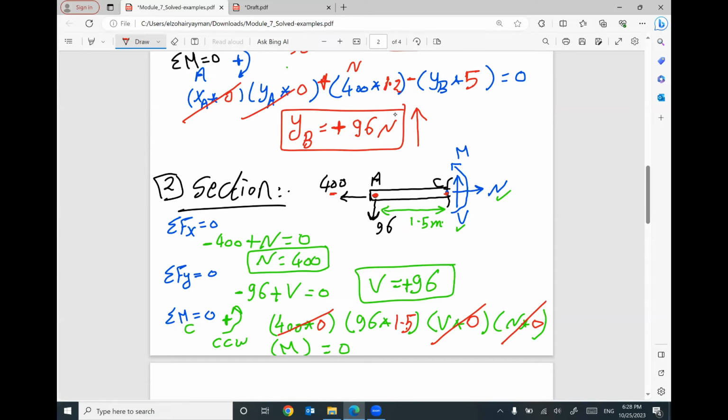96 times 1.5 will be counterclockwise, and your moment, which you assumed counterclockwise, will be negative. The only unknown in this equation is your M, which will be negative how much? 96 times 1.5, I got 144. Negative means I assumed the wrong direction. The correct direction should be clockwise, not counterclockwise, like this.